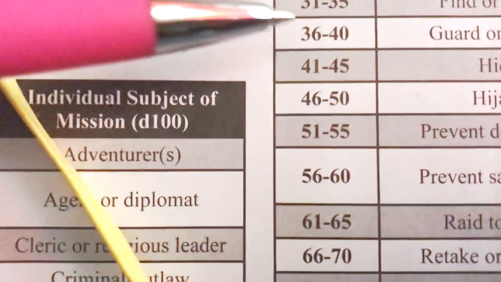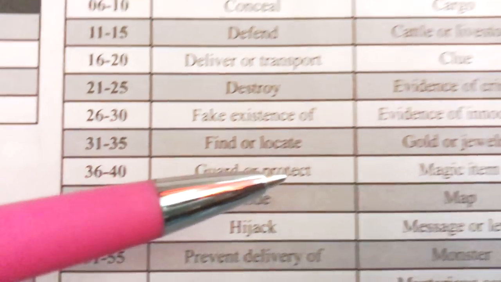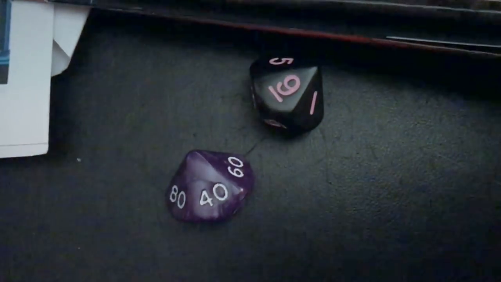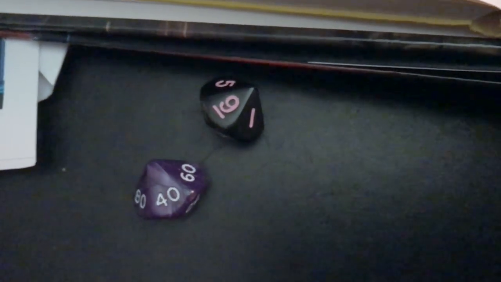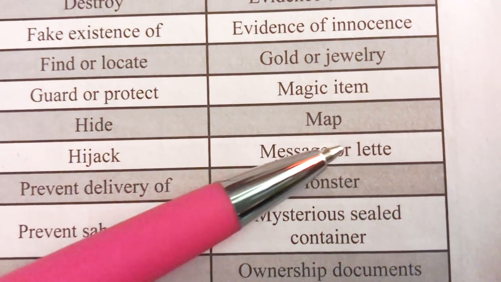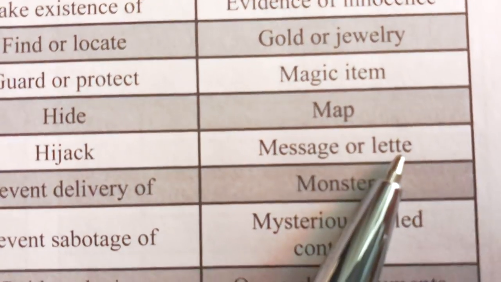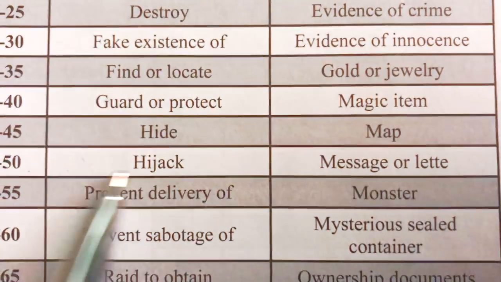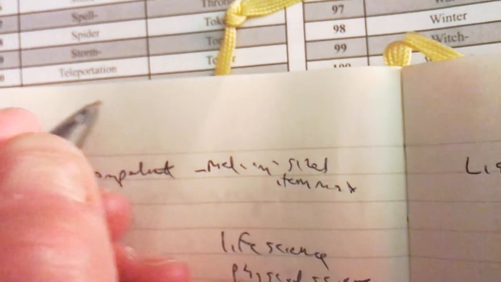We rolled a 33, and that is coming in as finding or locating what? Sorry, it's so dark. It's another early morning play. 49. Finding or locating a message or a letter. All right, now in the context of, let me just note this down.